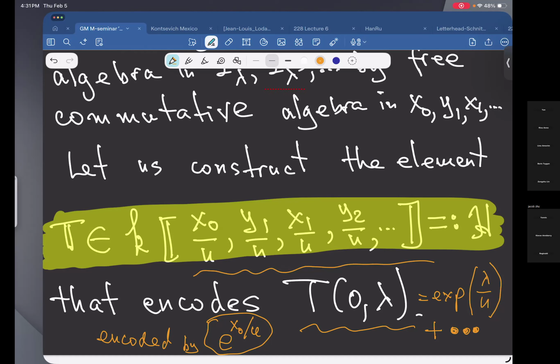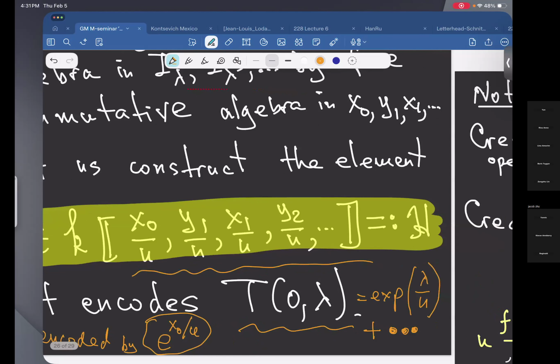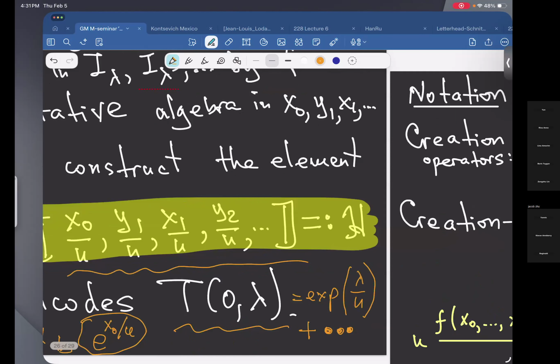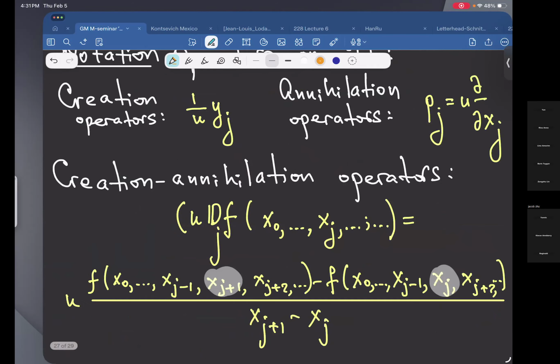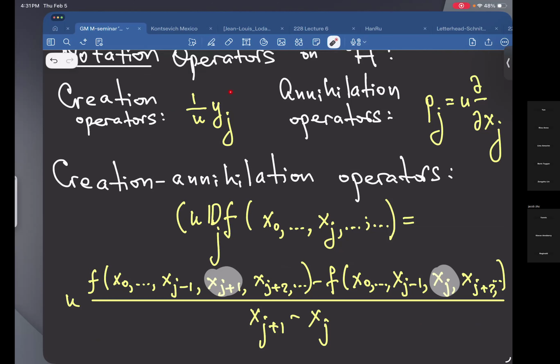So it lives in a completed space of full polynomials of infinitely many variables. So in sort of a Fock space. So I want to act on the usual exponential in one variable and obtain something more involved from it. And I will be acting by the following. So first of all, there are creation operators.